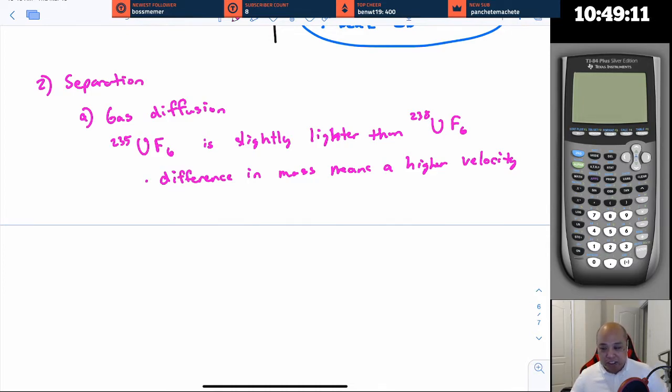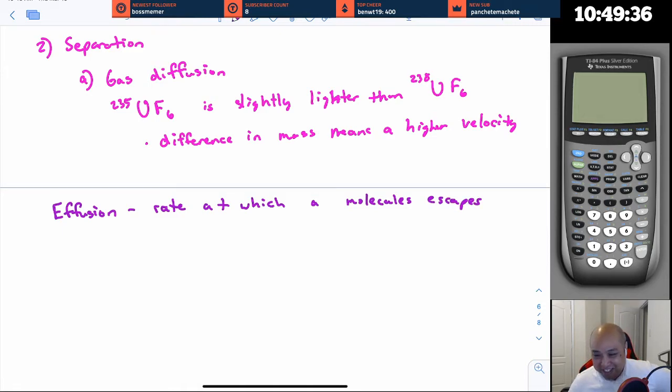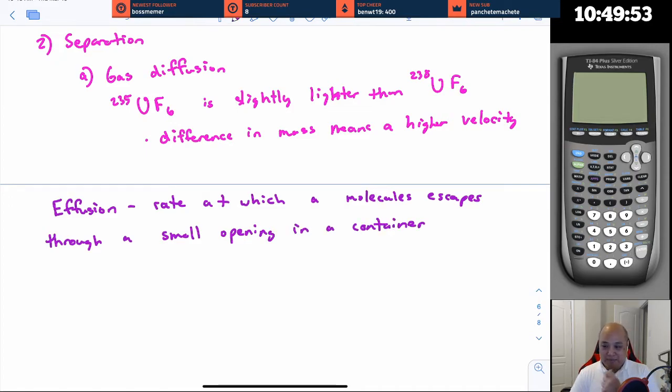So, gas diffusion. Okay. I know it's called gas diffusion, but it's dependent on effusion. Effusion is the rate at which a molecule escapes through a small opening in a container. Okay. So rate at which a molecule escapes through a small opening in a container.